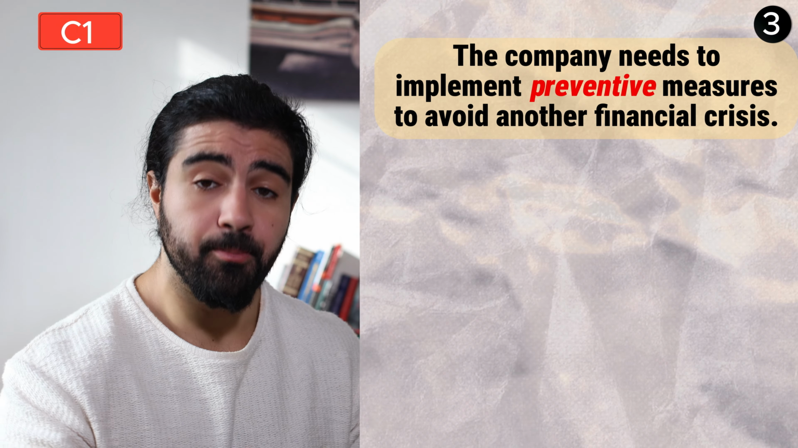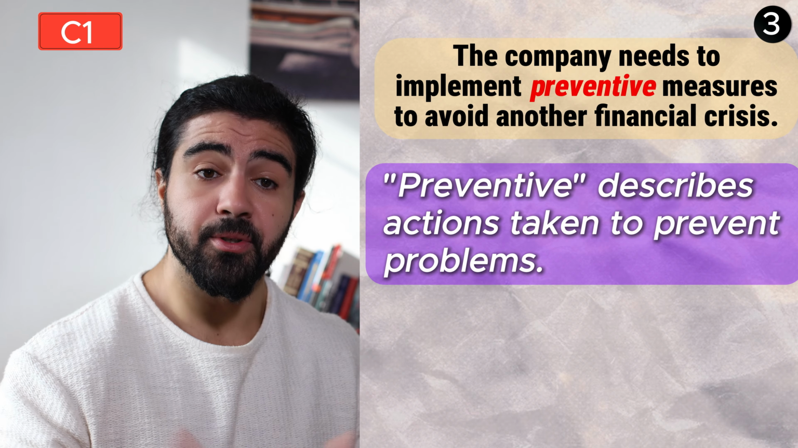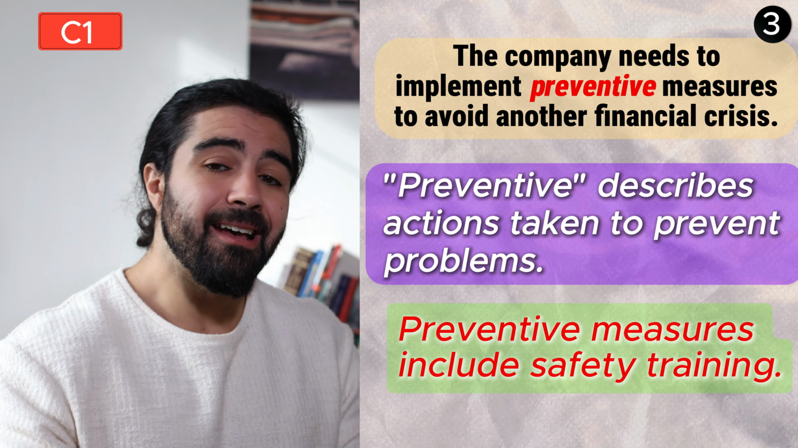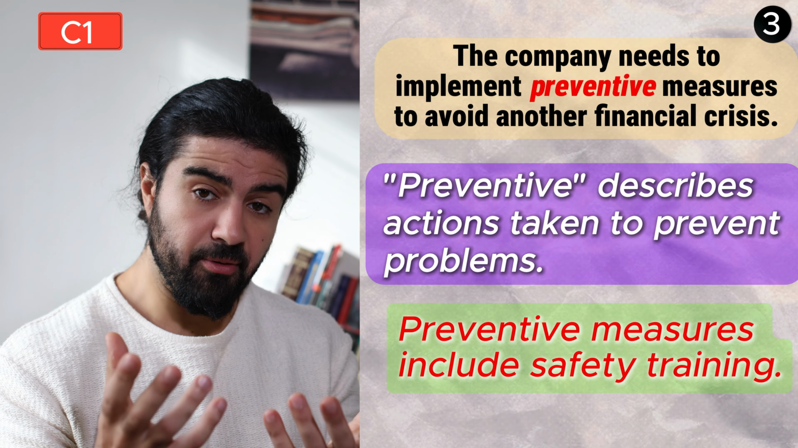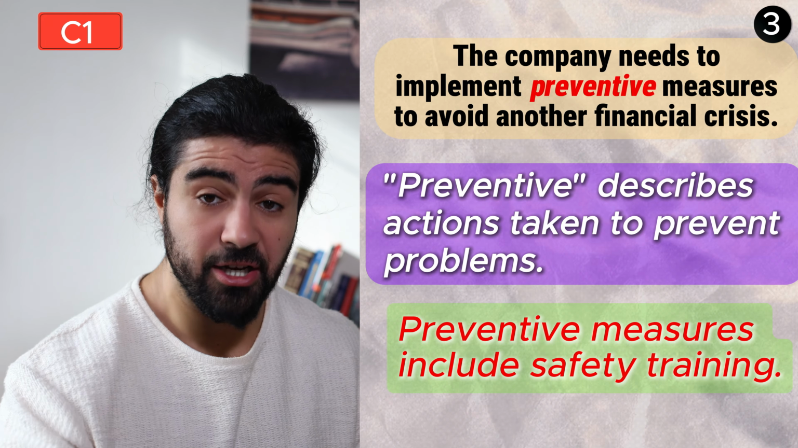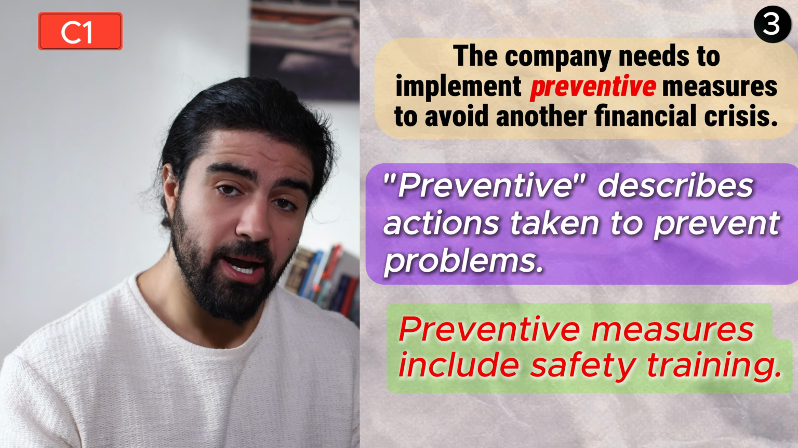The correct word is preventive. Preventive describes actions taken to prevent problems. For example, preventive measures include safety training. It's very important to understand this type of vocabulary since it's essential for discussing strategies in professional contexts, and it also demonstrates a very proactive approach.